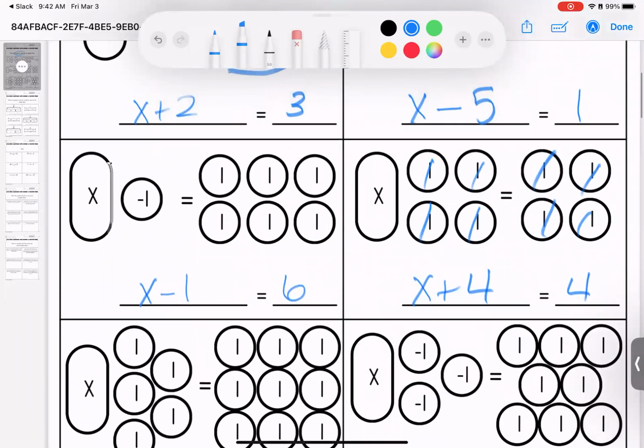Any questions on your algebra tiles? Bring them with you to class.